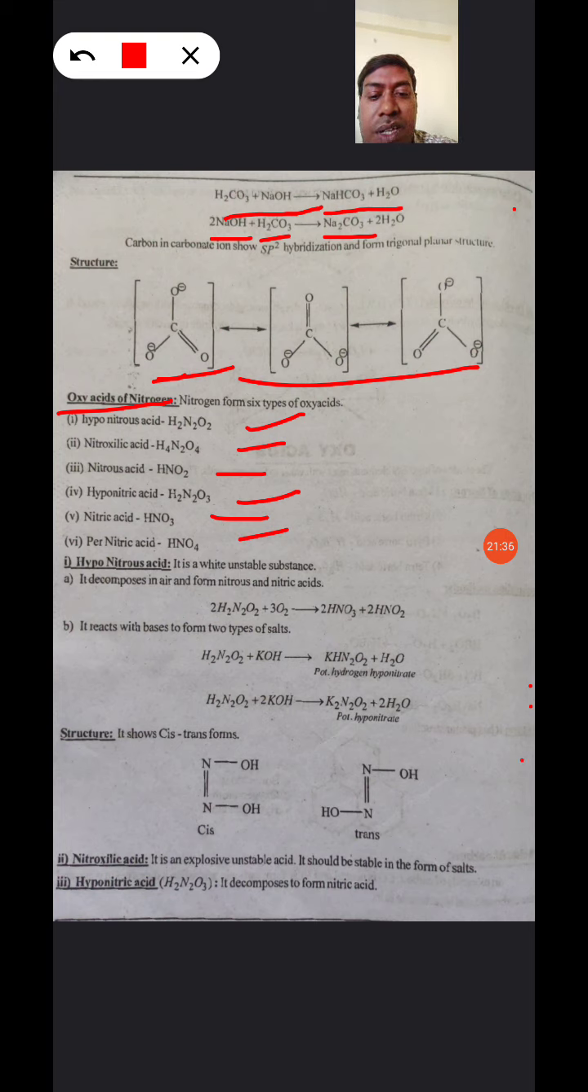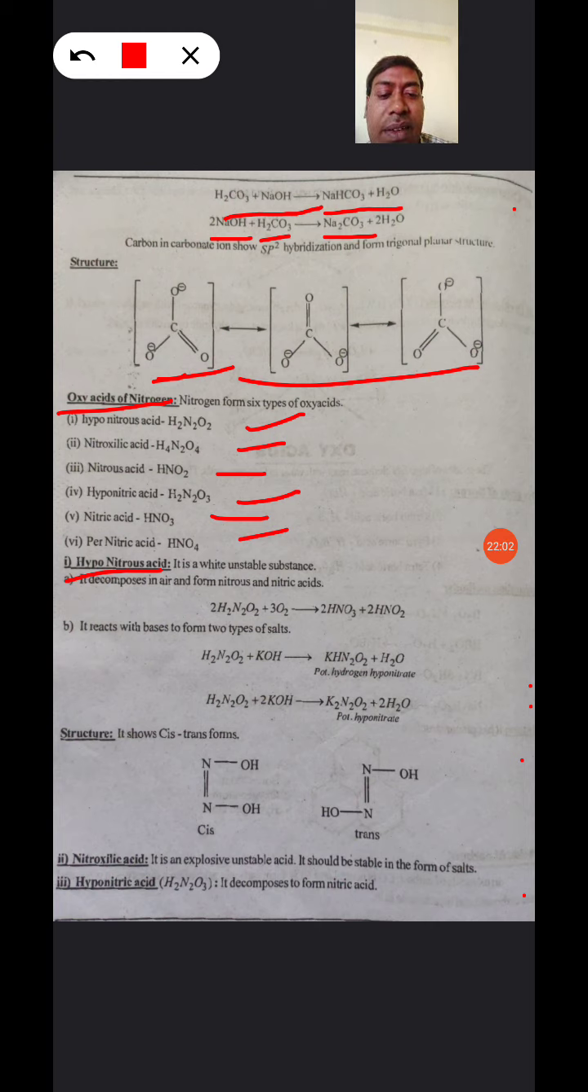In these 6 types, first we are discussing hyponitrous acid. Here the general formula of hyponitrous acid is H2N2O2. It is a white unstable substance.